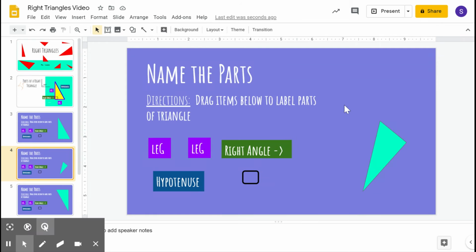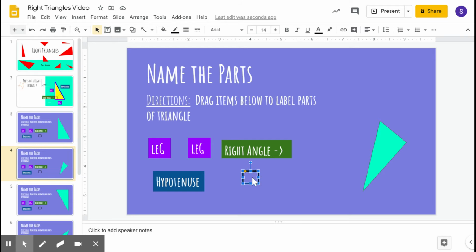So just like the directions said, and like we did before, we're going to drag the items below to label parts of the triangle. So here's my box. Let's go ahead and grab it to find out where is that right angle. So go ahead and pause the video, make your guess, and then I'm going to do it. Okay, so hopefully you already made your guess. Should have been somewhere right here. You're probably thinking, wait, Miss Lopez, that does not look like it belongs there. Yeah, you're right. It doesn't look like it belongs there, but that's why we're going to rotate it.